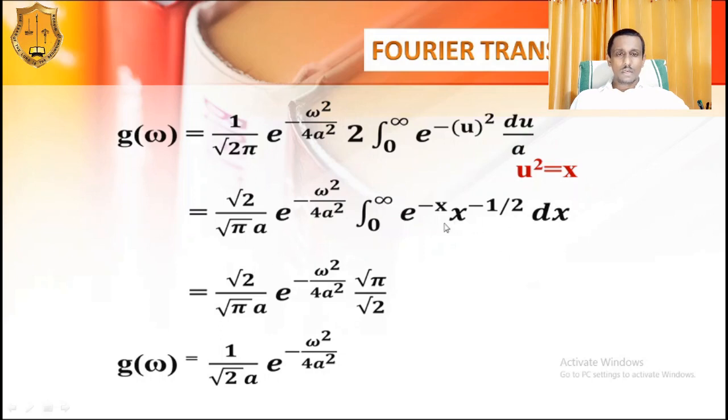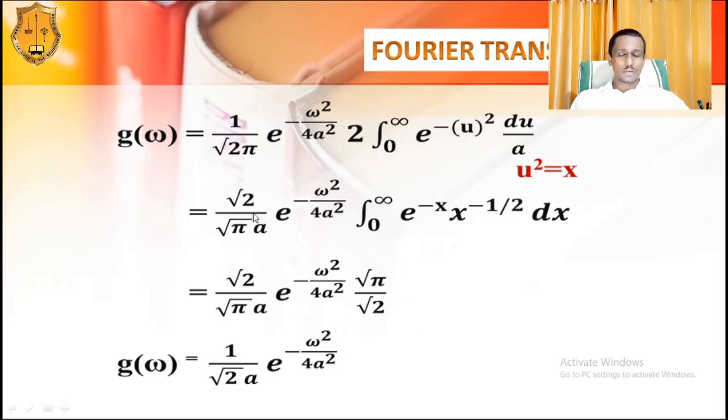Now, this is of the form of a gamma function. We have gamma(n) equal to integral 0 to infinity e raised to minus x, x raised to n minus 1 dx. Now, n minus 1 here is minus half. Therefore, n is equal to half. Therefore, in this equation we can substitute gamma(half). The value of gamma(half) is root of π.